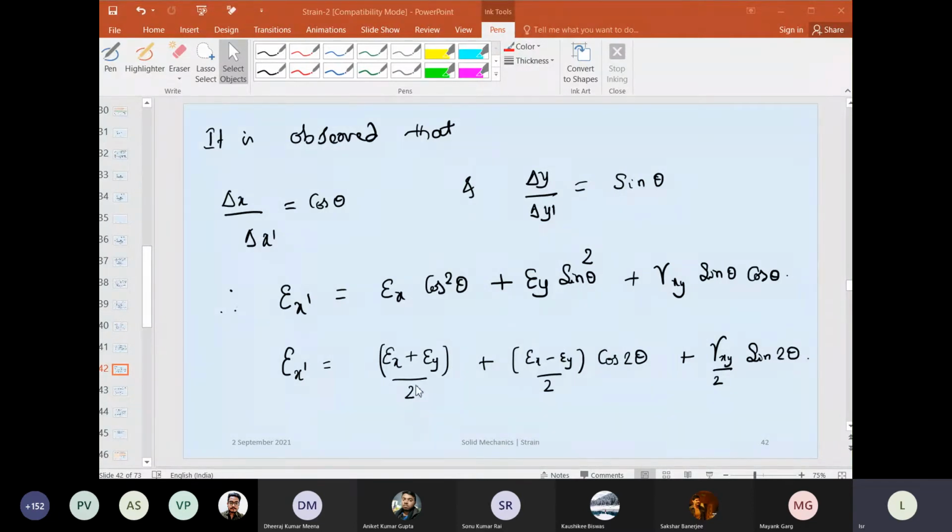Similarly, instead of sigma x plus sigma y by 2, I have written here as epsilon x plus epsilon y by 2, epsilon x minus epsilon y by 2 cos 2 theta, gamma xy by 2 sine 2 theta. Now this may not be very nice. So what I will do is, if you want, we will introduce one more.